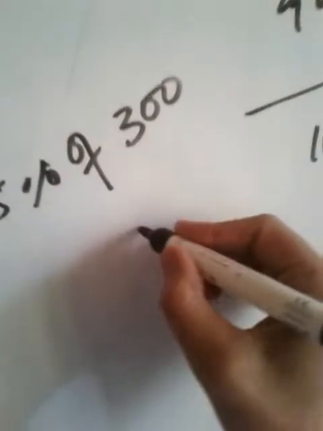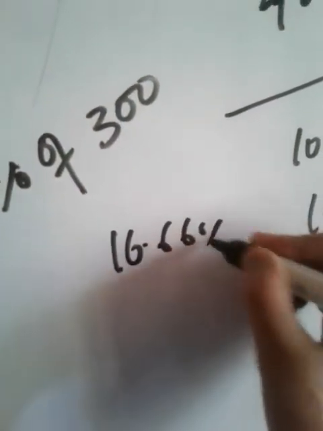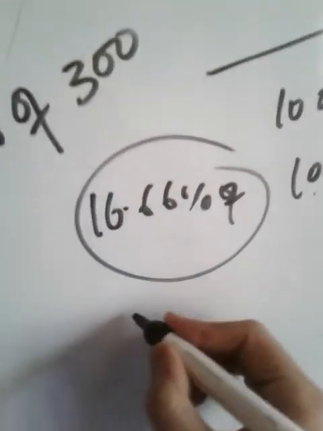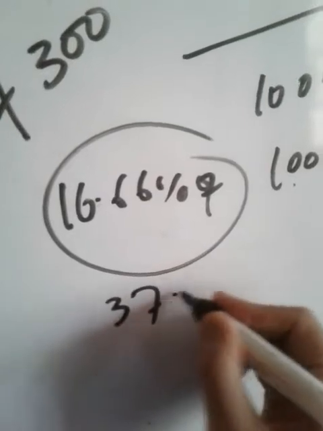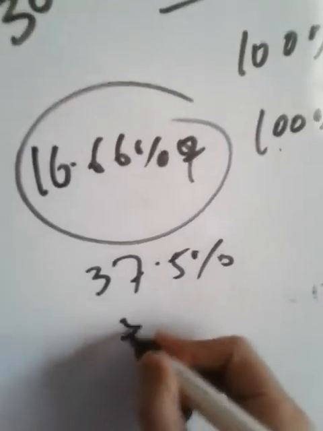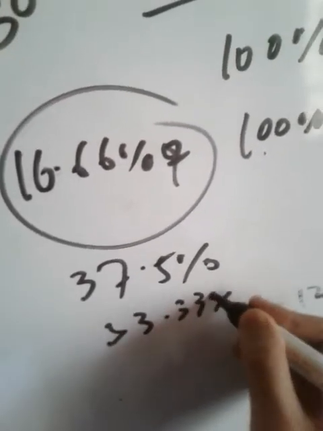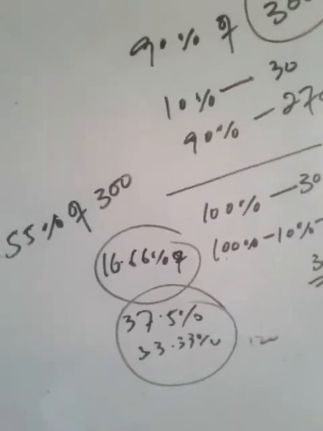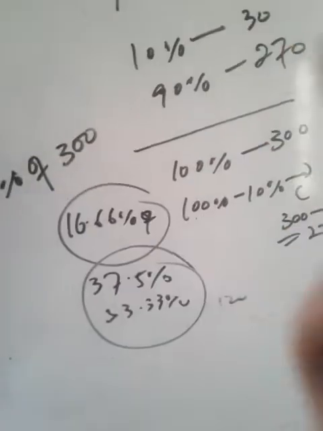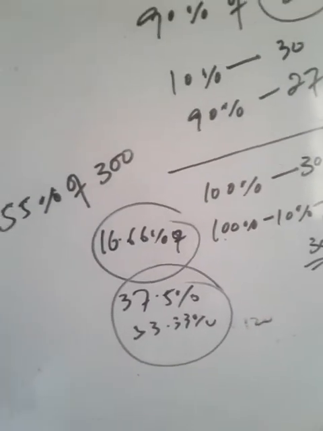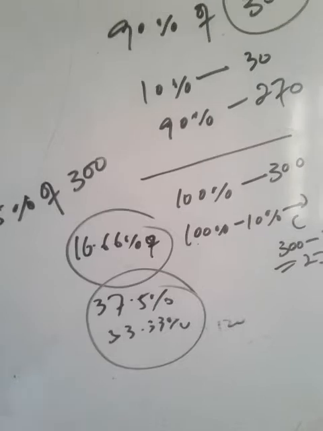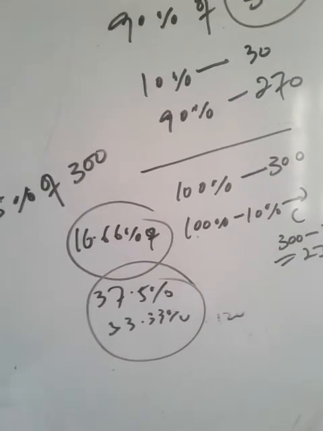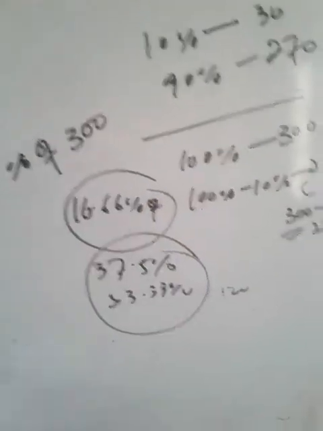Suppose you are required to find the value of 16.66% of something. How can you calculate it? Or 37.5% of something, or 33.33% of something. How can you calculate that? You can also calculate that mentally. There is a relation between percentage value and fractional value, which I will deliver in the next video lecture. It is not possible to deliver these concepts in a single video lecture.